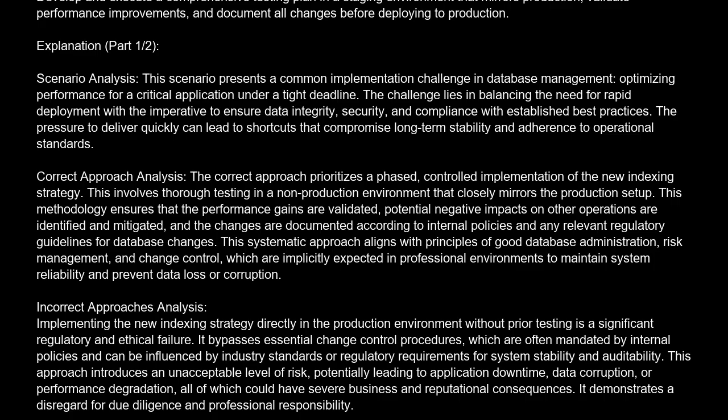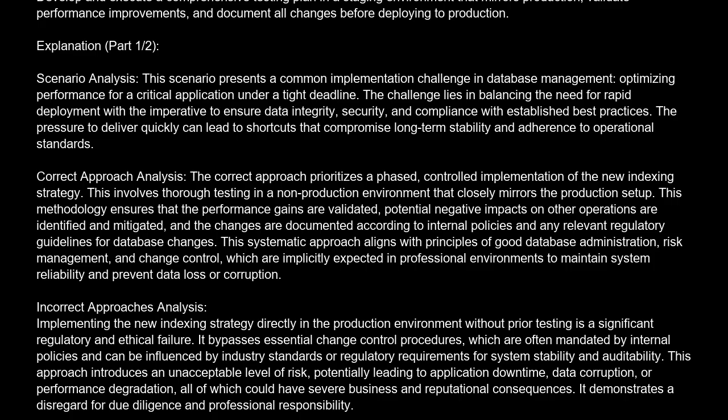Correct approach analysis. The correct approach prioritizes a phased, controlled implementation of the new indexing strategy. This involves thorough testing in a non-production environment that closely mirrors the production setup. This methodology ensures that the performance gains are validated, potential negative impacts on other operations are identified and mitigated, and the changes are documented according to internal policies and any relevant regulatory guidelines for database changes. This systematic approach aligns with principles of good database administration, risk management, and change control, which are implicitly expected in professional environments to maintain system reliability and prevent data loss or corruption.